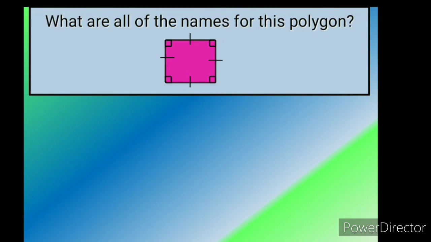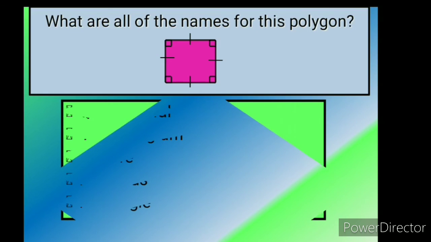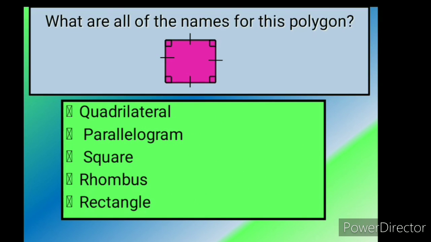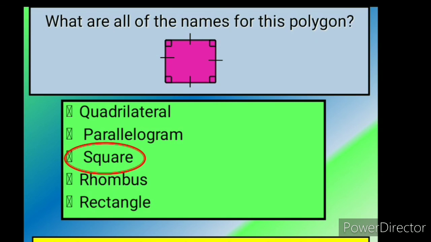Next question. What are the names for this polygon? Quadrilateral, parallelogram, square, rhombus, and rectangle. Which name best describes the shape? Yes, it is a square.